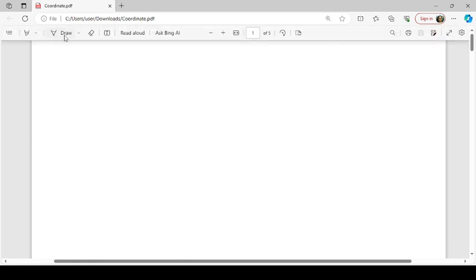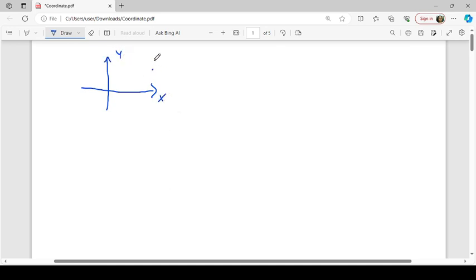Locus of a point. Locus means it's a path when a point moves. Suppose this is the coordinate system. This is the x-axis. Cartesian system we are considering.